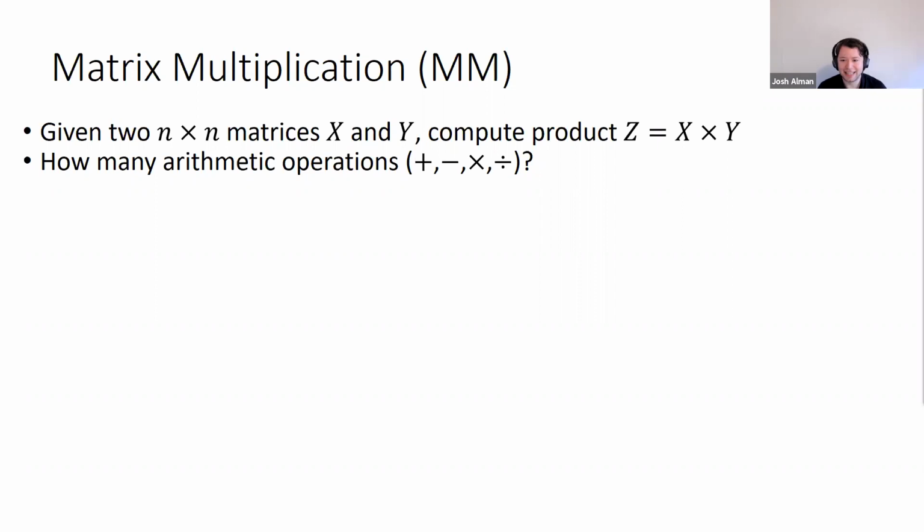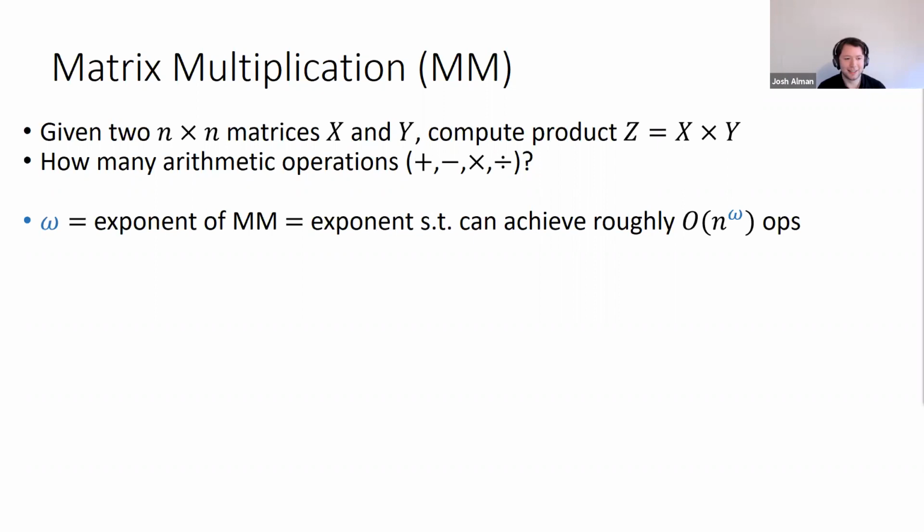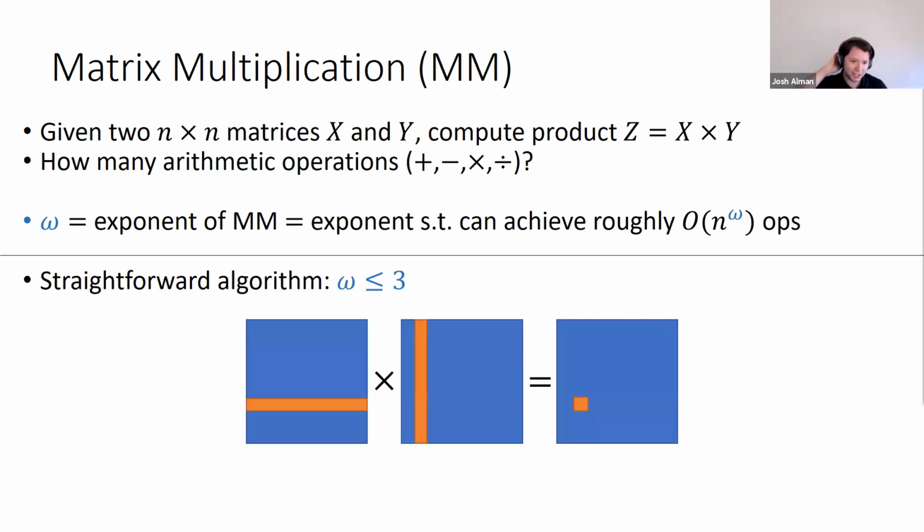The main yardstick for measuring how fast these algorithms are is called omega, the exponent of matrix multiplication. It's the smallest exponent such that you can multiply n by n matrices in roughly n^omega operations. For example, the most straightforward algorithm, just following the definition of matrix multiplication, shows that omega is at most 3. There are n squared different output entries, and for each one you take the inner product of two vectors of length n, which you can do in O(n) operations.